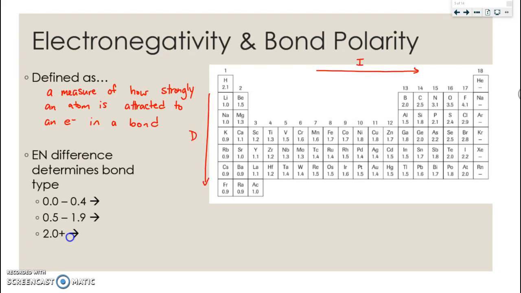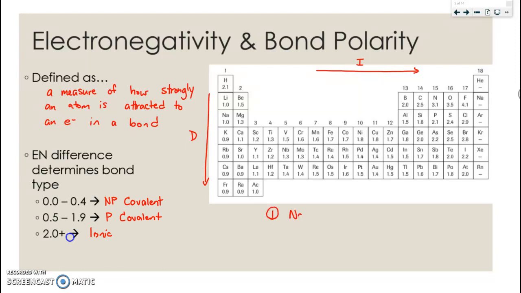We can use this provided chart to determine the bond type that most likely exists between two atoms. You find the difference between their electronegativities, and that tells you what type of bond you have. If the difference is between 0 and 0.4, we have a nonpolar covalent bond. If it's 0.5 to 1.9, it is a polar covalent bond. And if it is 2 or higher, it is ionic. We're going to run through an example and then I'll give you a couple to try.